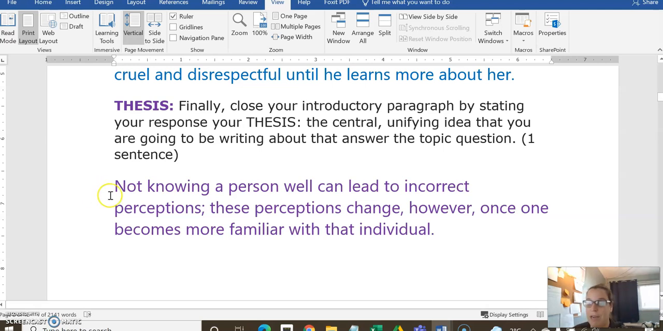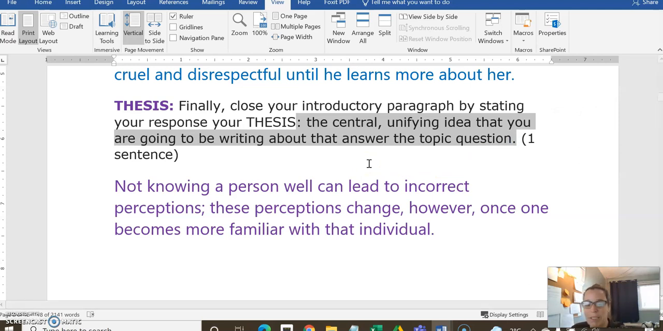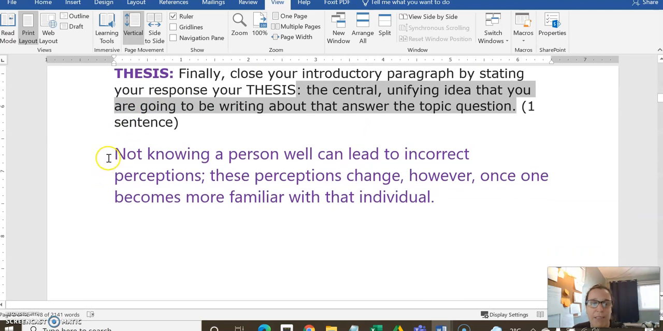So in this case, if we remind ourselves, the topic question was talking about changing perceptions, okay? So what is the central unifying idea that you are going to be writing about to answer the topic question? This should be only 1 sentence. It should be as clear and concise as possible. And so what we have here is, not knowing a person well can lead to incorrect perceptions. These perceptions change, however, once one becomes more familiar with that individual.